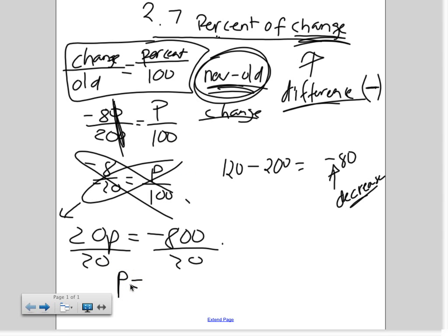Watch what happens. Once again, you cross out the 0. You have negative 80 over 2, which is negative 40. Negative 40, what? Percent. That means there is a percent of change of what kind? Decreased by how much? 40%. There's a change. 40% change. Decrease because it's a negative.